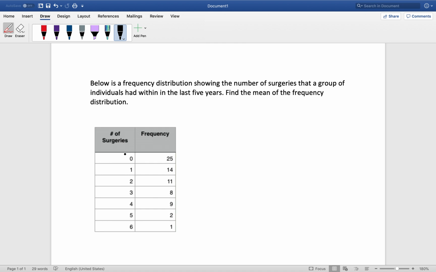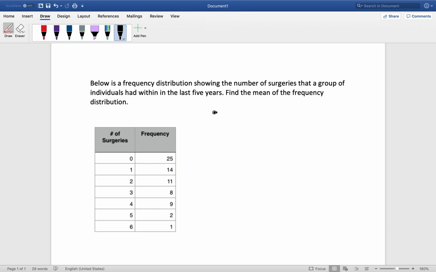So here we can see the number of surgeries from 0 to 6 and how many people had this number of surgeries. So 25 people had 0 surgeries, 14 people had 1 surgery, and so on. If you remember, our formula to find the mean is we add up all of our data points and divide by however many there are. So the frequency distribution works the same way. If we added up 0 25 times, plus 1 14 times, plus 2 11 times, and divide by our total frequency, that would give us our mean.